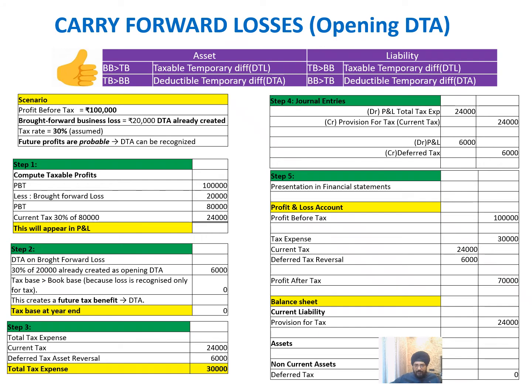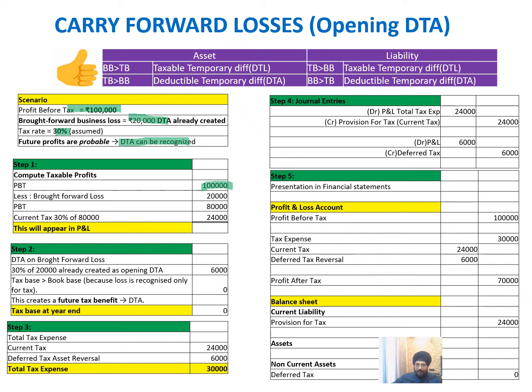Now, in this scenario, my profit before tax is 1 lakh rupees. My brought forward business loss is 20,000. DTA was already created on that. Assuming that 30% is the tax rate, and then on my future taxable profit, the DTA can be recognized, which means that it is probable that we are going to have future profits.